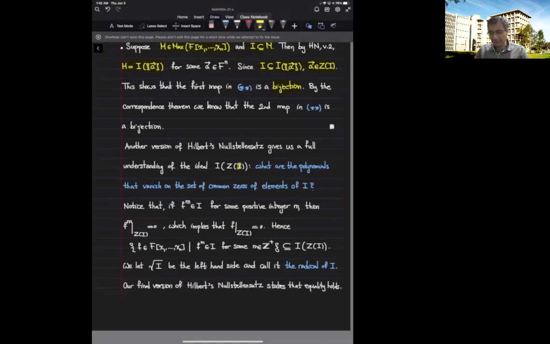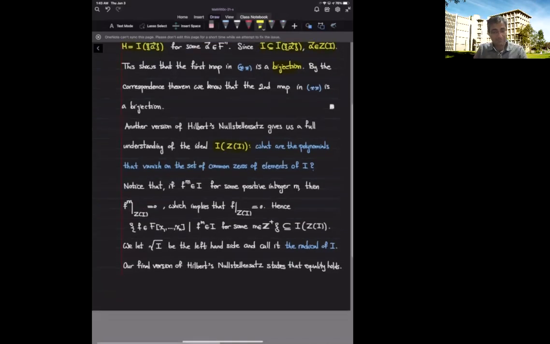I give you an ideal I. Then you look at all the common zeros of the polynomials inside I. Ask yourself, what are the polynomials that vanish on the entire set Z of I? That means, what can I say about elements inside I of Z of I? What are the polynomials that vanish on the set of common zeros of elements of I?